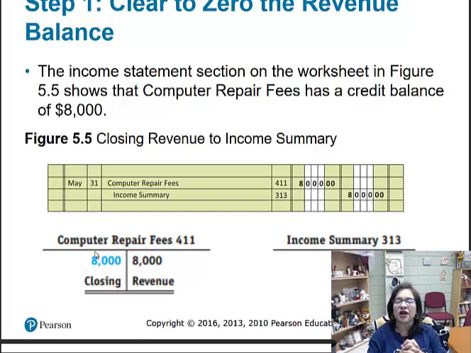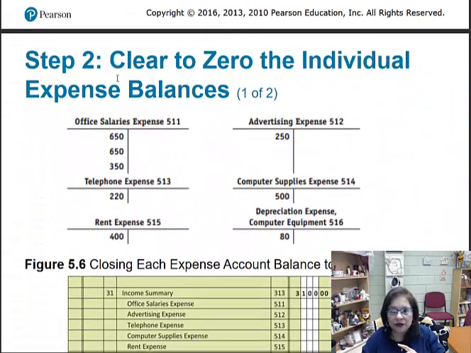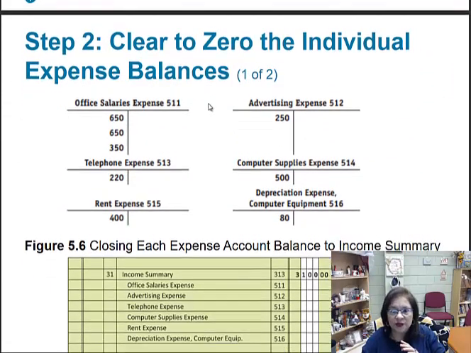And I know what you're saying. Why can't I just put in the 8,000? I'm done. Because of the rules of accounting. You debit and you credit. There's always two accounts that we're dealing with. So you must debit computer repair fees to zero it out, but then you must take that into your income summary to credit it, okay? Then you're going to go ahead and zero out the individual expense balances as well.